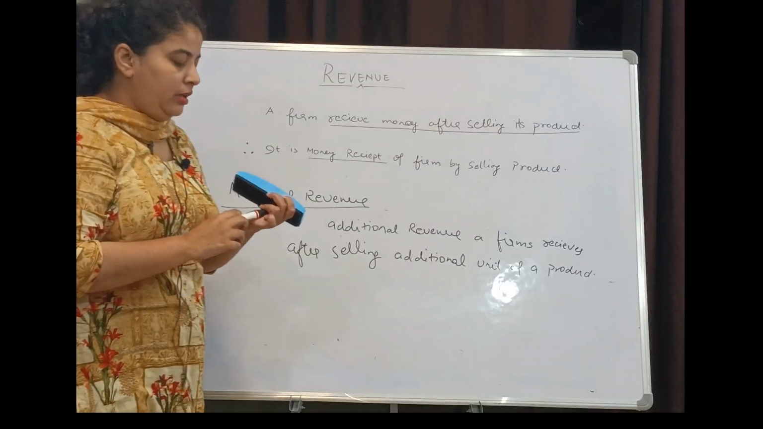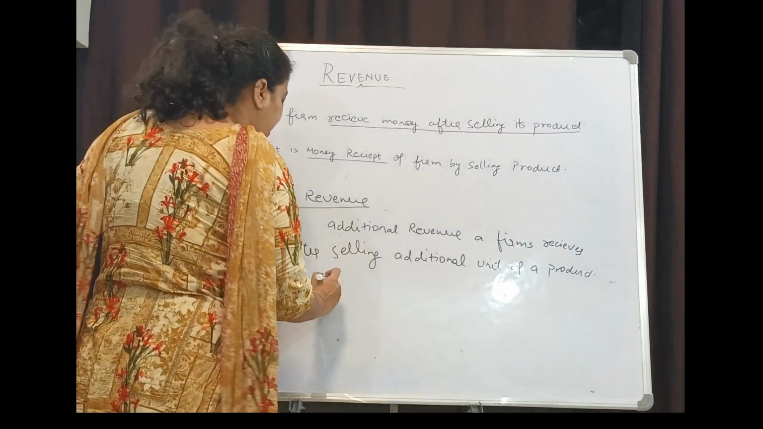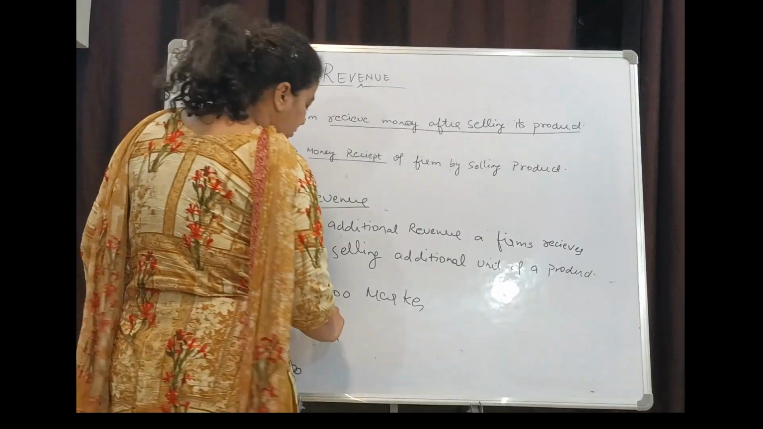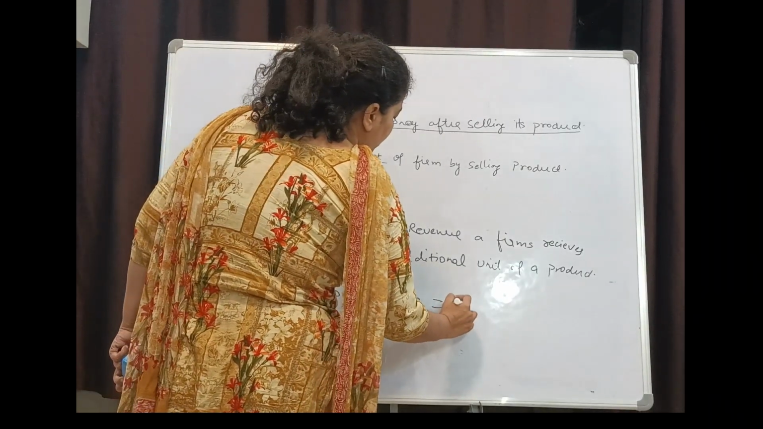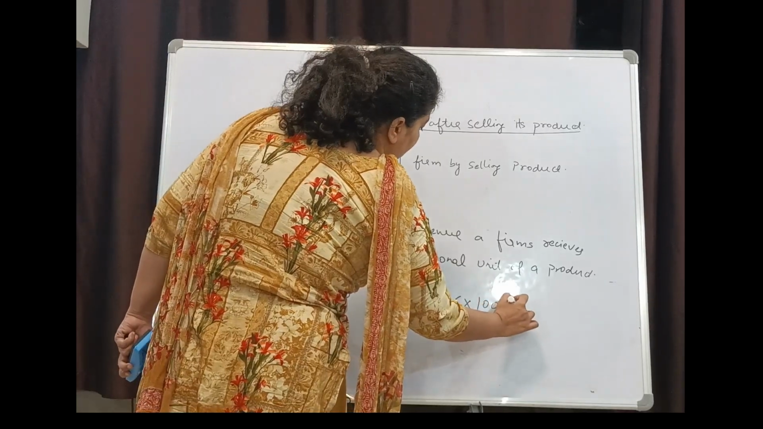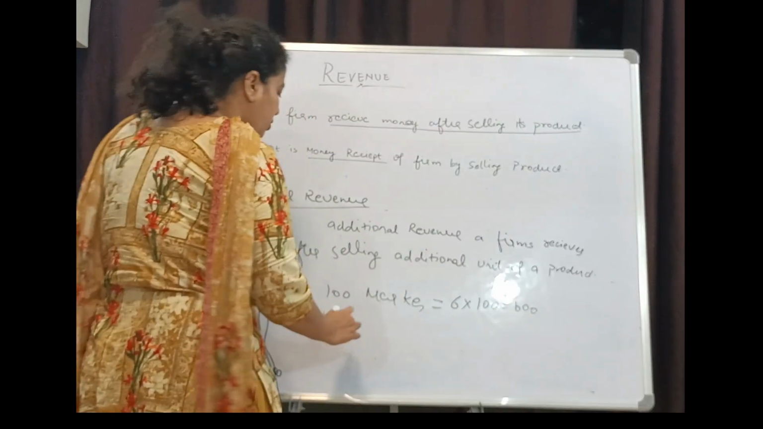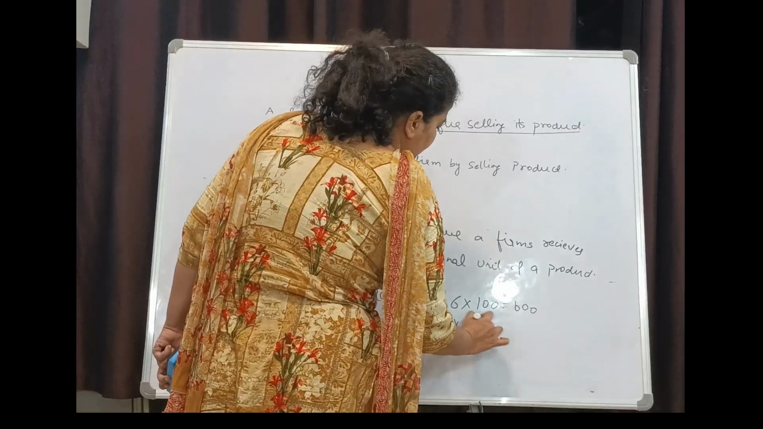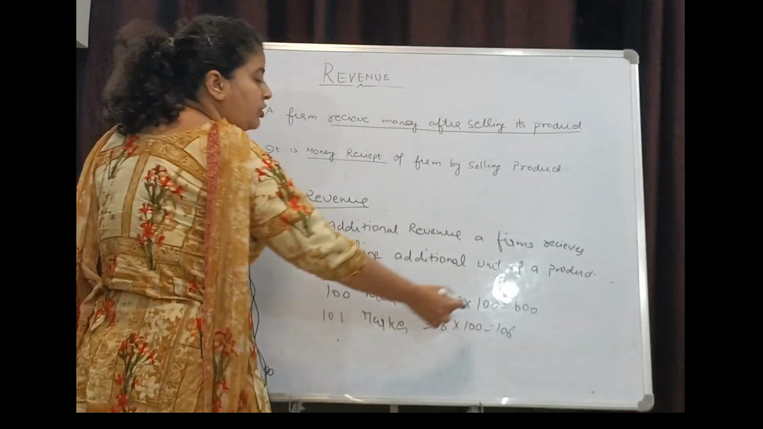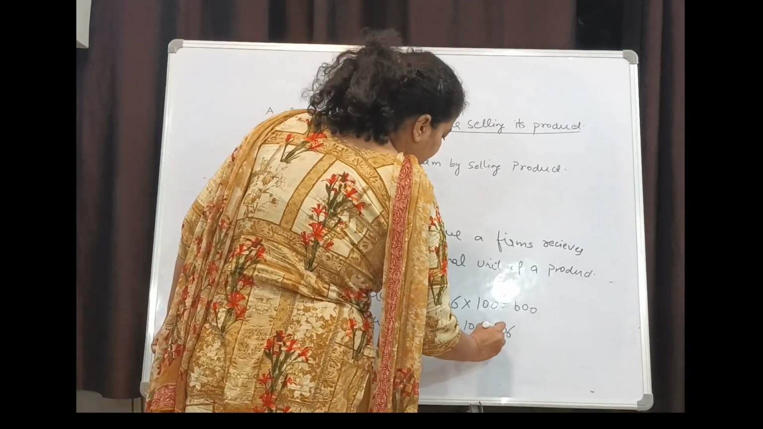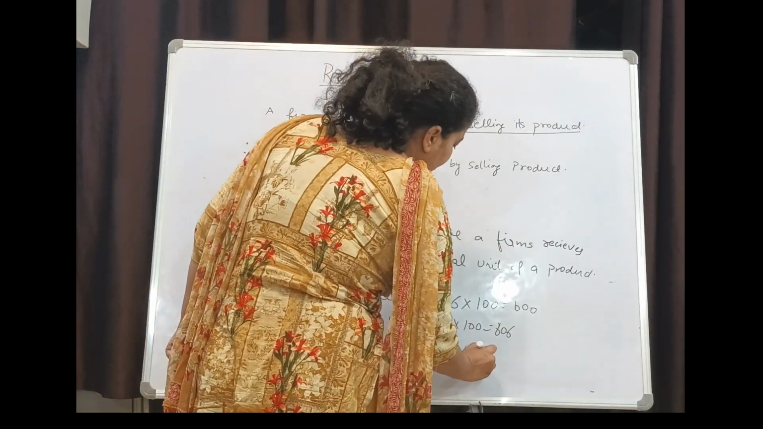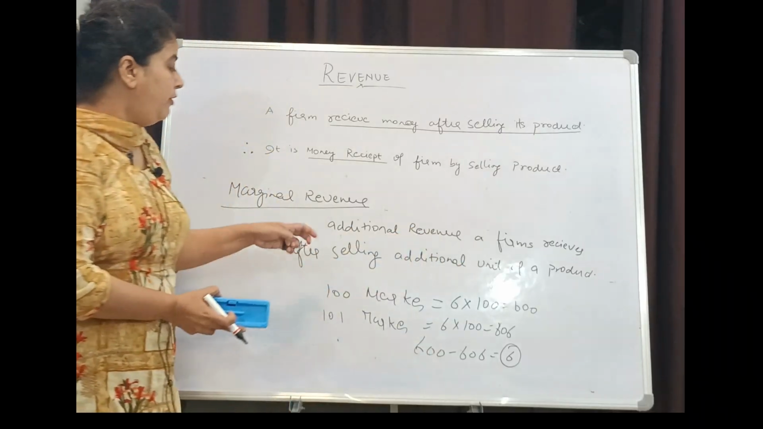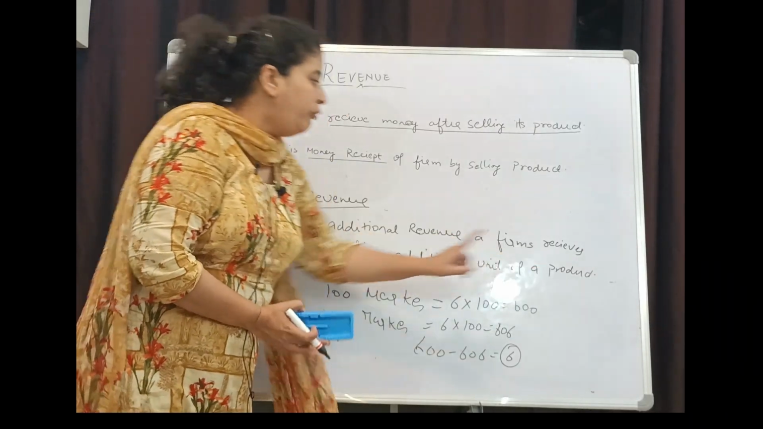For example, if the company initially made 100 markers, okay, now the company is producing 101. So the 100 markers are worth how much? 600, okay. How much will 101 markers be worth? So this addition is marginal revenue, the additional revenue which a firm receives after selling an additional unit of a product.